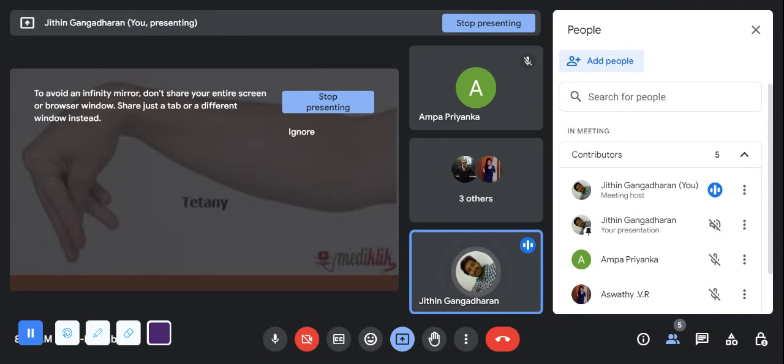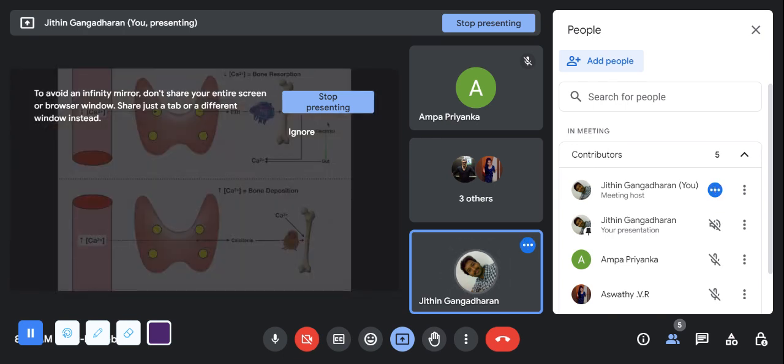Now this is tetany. Yesterday I asked you to check what the chopstick sign is. I hope you all have checked it, right? So we can elicit tetany by doing the chopstick sign. See what I have just explained, that is this thing. This is the calcitonin as well as parathormone function.